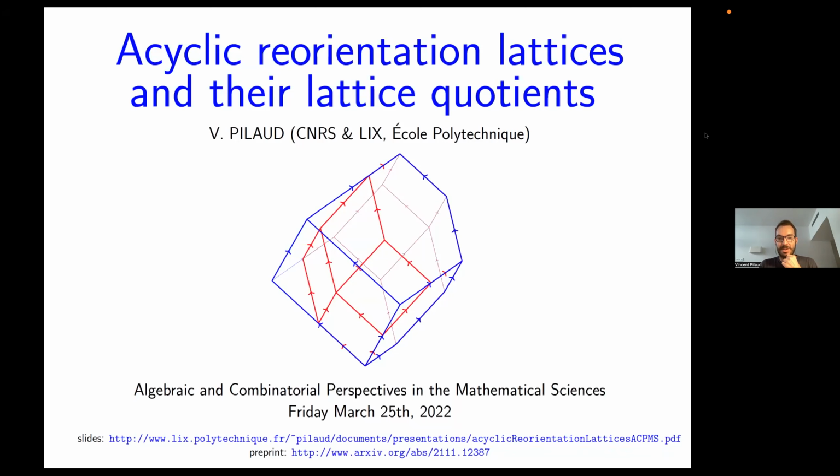So I want to speak about these acyclic orientation lattices and their quotients, but I think I should just start with context, and a very simple one, which is just permutahedra and associahedra. So I think we are all familiar in this audience with what I will talk about. So I will go a bit quick, but please just interrupt me if something is unclear.